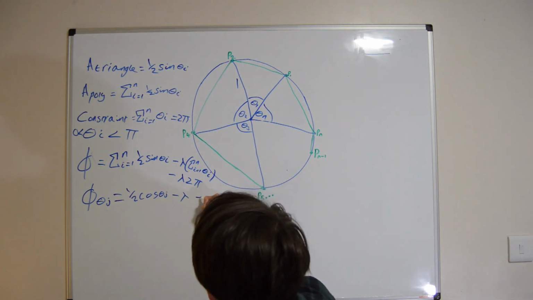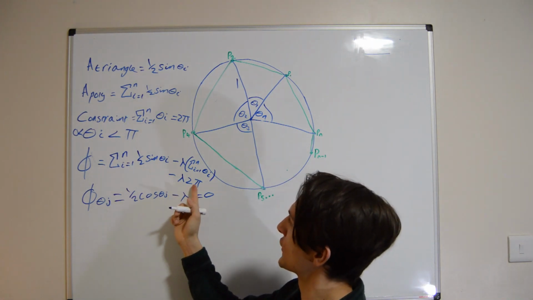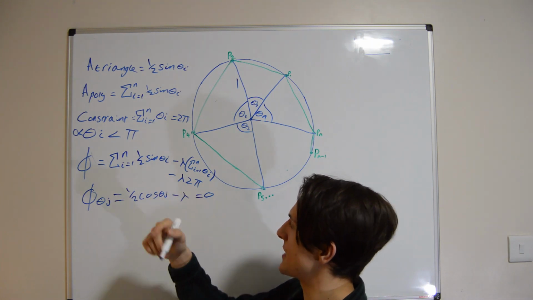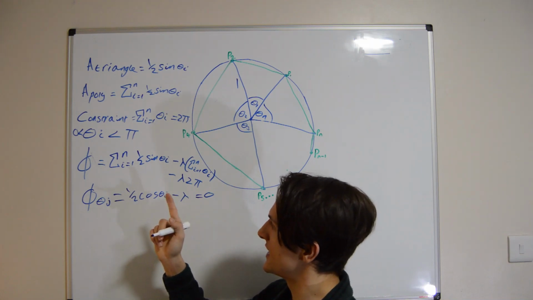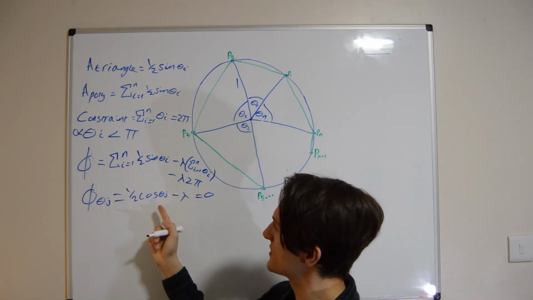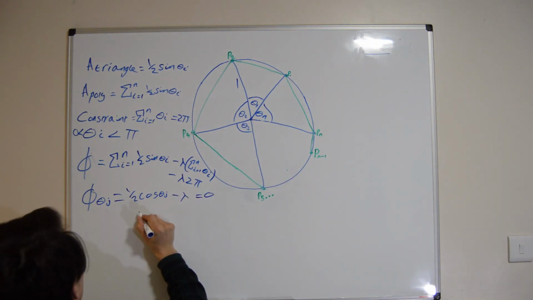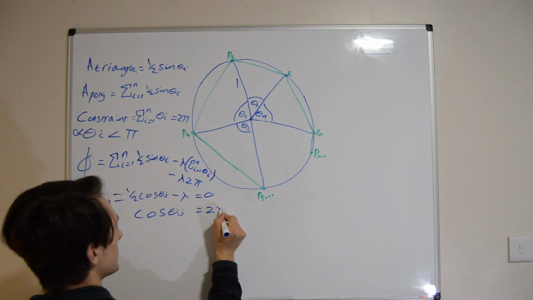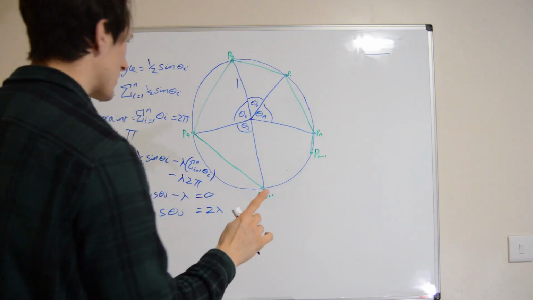And this has to equal 0 for all theta j. And of course, this is just a constant, so when we differentiate, it vanishes each time. So our goal is to find theta j such that this equals 0. And then we have a stationary point. Well, let's just rearrange. We get cosine theta j equals 2 lambda. Well, this is promising.